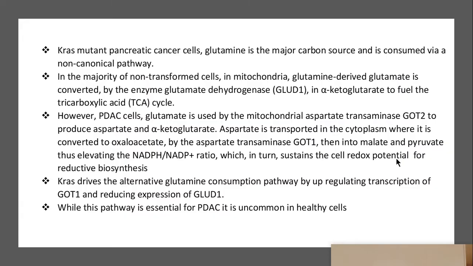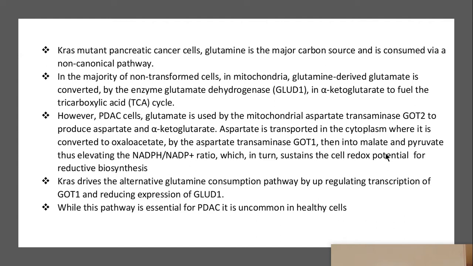All right. So KRAS mutant pancreatic cancer cells, glutamine is the major carbon source. It's consumed via that non-canonical pathway I just showed you, through glutamate and then the transamination to aspartate and the NADPH production. In the majority of the non-transformed cells and mitochondria, glutamine-derived glutamate is converted by the enzyme GLUD1, we just showed you that, into alpha-ketoglutarate to fuel the TCA cycle, right?